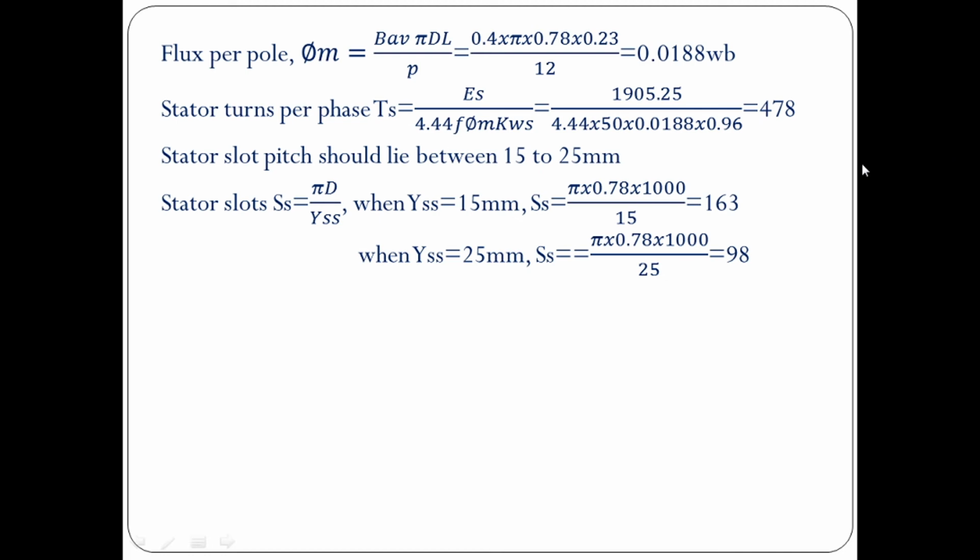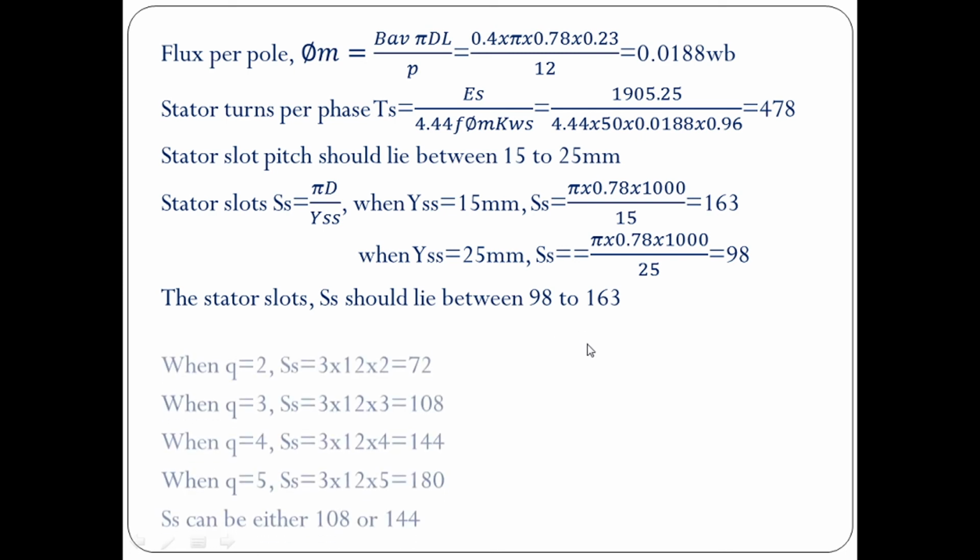So when YSS is equal to the bottom limit, 15 mm, based on this equation SS will become 163. And when YSS is equal to 25 mm, that is the upper limit, you will be getting 98 stator slots. That means the number of stator slots SS should lie between 98 and 163.